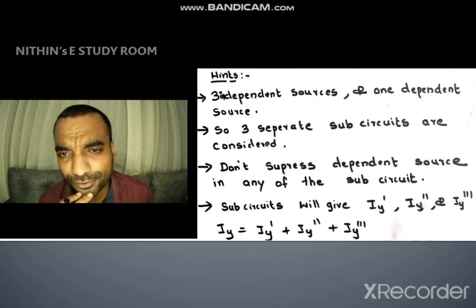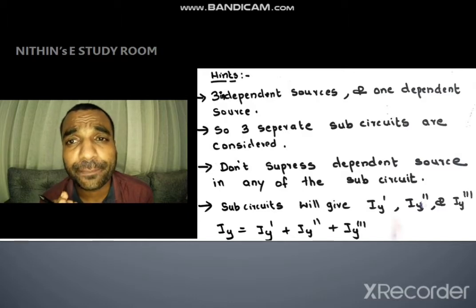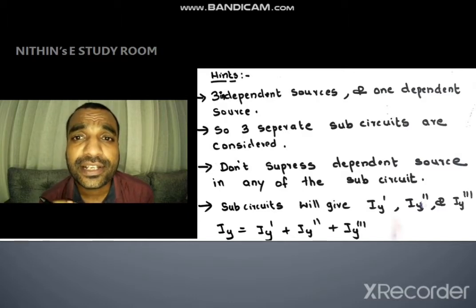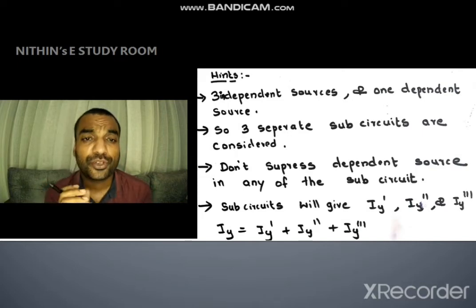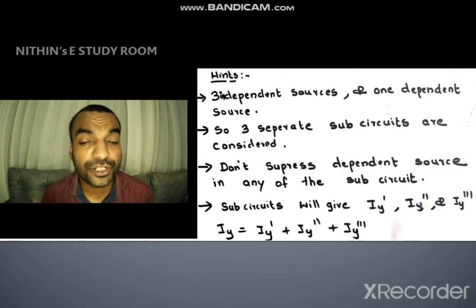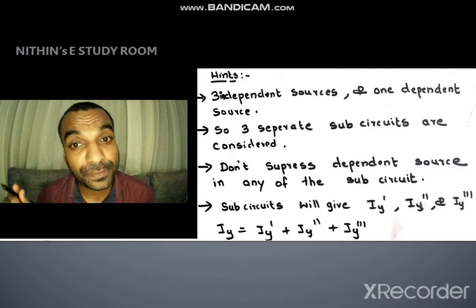These are the hints for solving the problem. Three independent sources and one dependent source, so three separate subcircuits should be considered. Don't suppress the dependent source in any of the subcircuits. That is an important thing. You are not allowed to suppress any dependent sources. It should be there in all subcircuits. And the next point: the subcircuits will give three currents. As there are three subcircuits, they will give three currents. First subcircuit Iy dash, second subcircuit Iy double dash, and third subcircuit Iy triple dash.